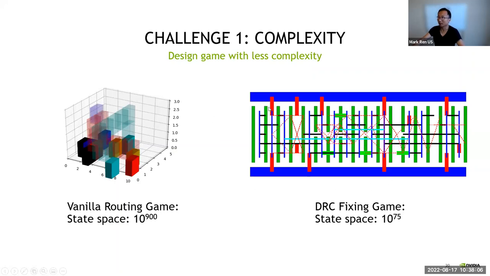So if you want to apply RL, you want to really reduce the complexity, basically the state space of your game. Like the DRC fixing game we talked about earlier has a much smaller space. The space is like 10 to the 75, which is just slightly above the chess game, which is much easier to solve.